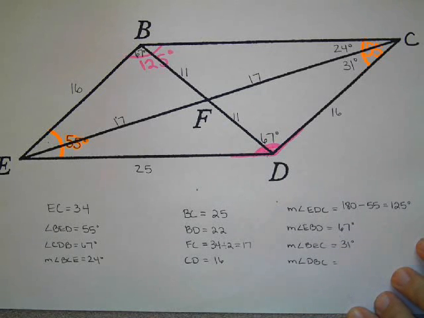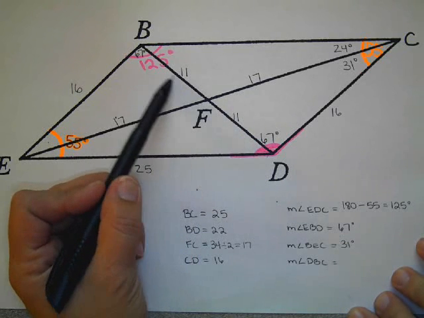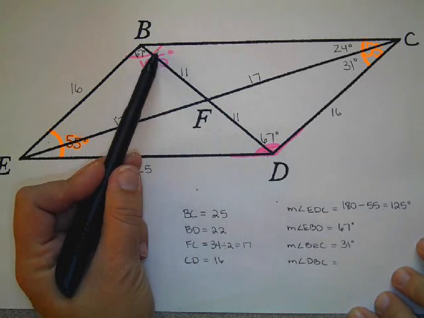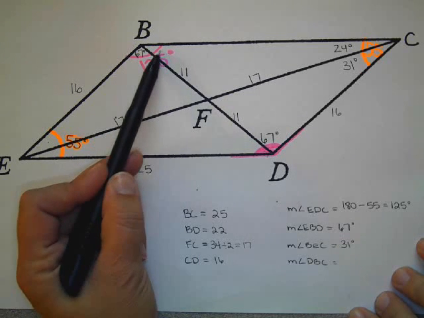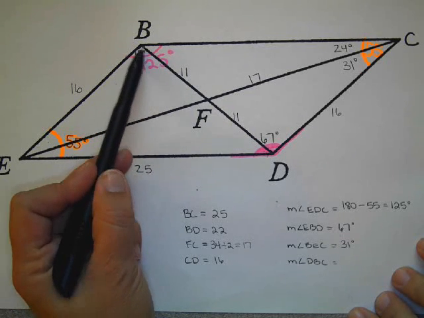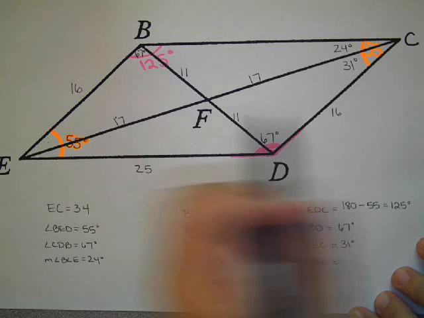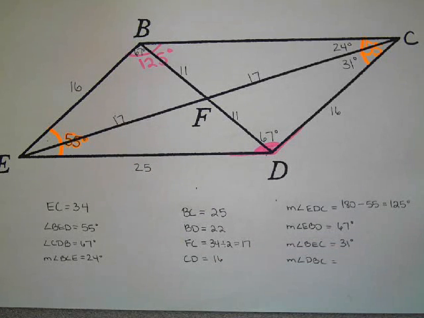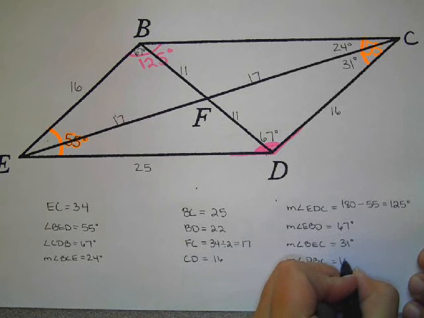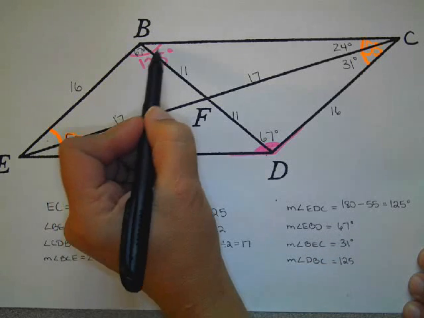And then angle DBC is here. Well, this entire angle is 125. We already know that this piece, EBD, is 67. So you simply need to subtract 125 minus 67, and you get 58 degrees. So 125, the entire angle, minus 67, is 58 degrees.